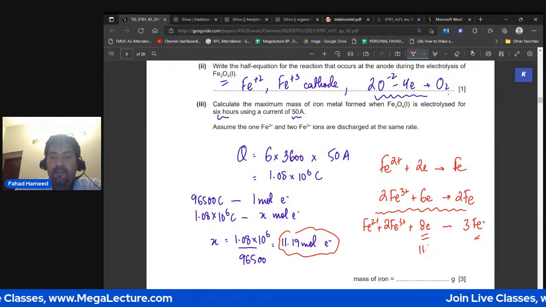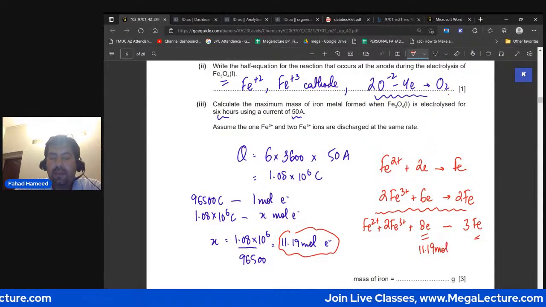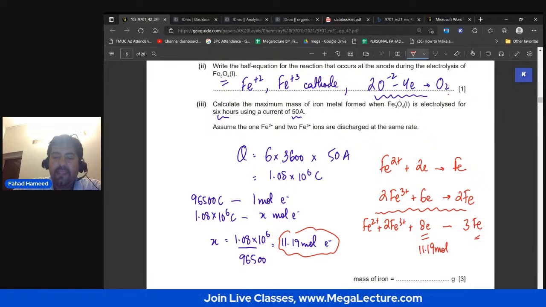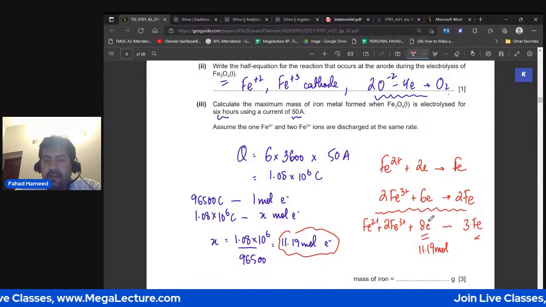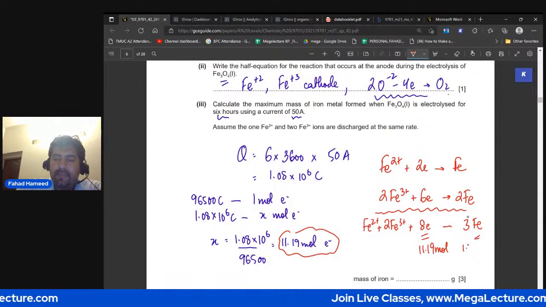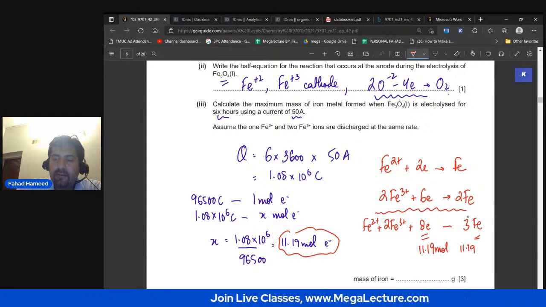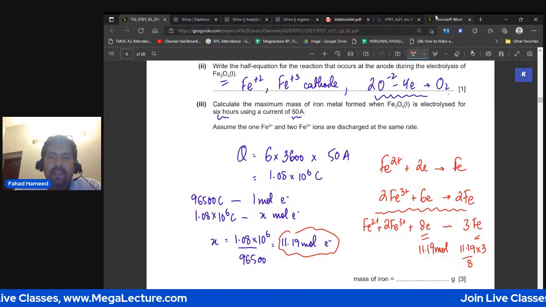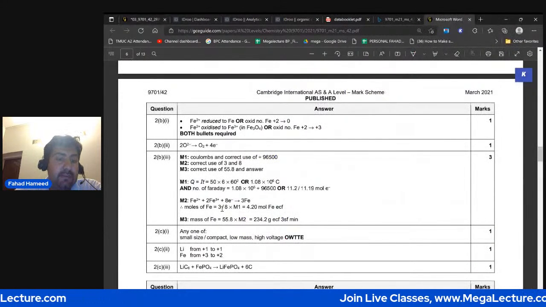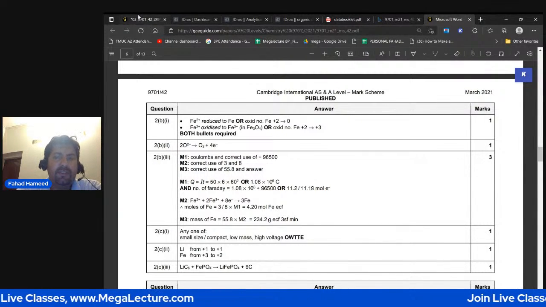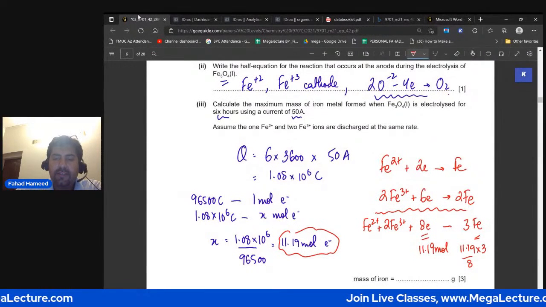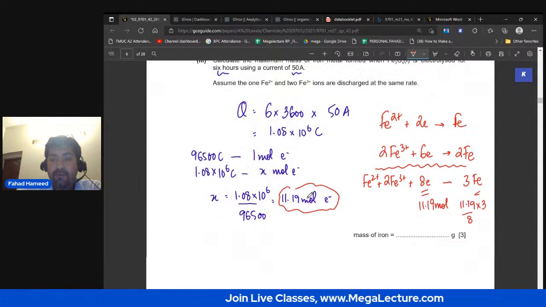So if you have 11.19 moles, how many moles of iron would be produced? If you use the ratio 8:3, it's going to be 11.19 divided by 8, multiplied by 3. And that would be done somewhere in the question as well. 3 by 8 into M1 gives you 4.2 moles. They also wrote the same equation. So that gives you 4.20 moles. So I figured out the moles of iron that are getting produced.